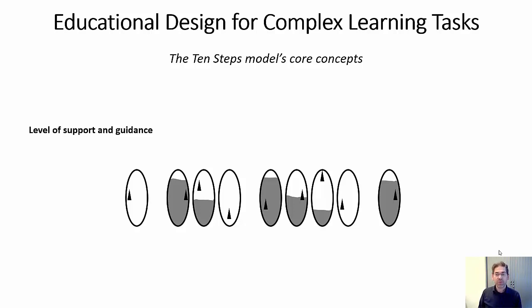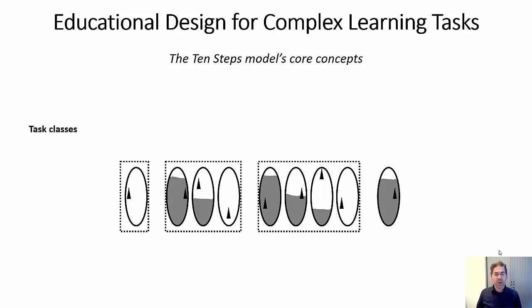In the model this is represented by, well, in a sense, the level of water within each circle, which represents the level of support and guidance given to a learner. Usually the first learning task within a task class starts with maximum support, which gradually fades over time through the different learning tasks. So the level of the water within the circles decreases over the different learning tasks.